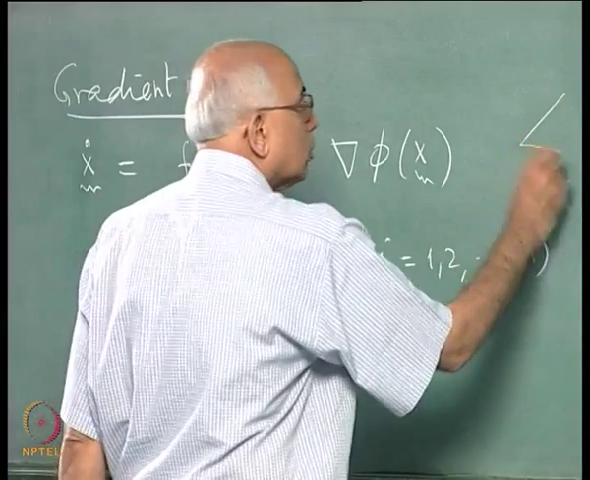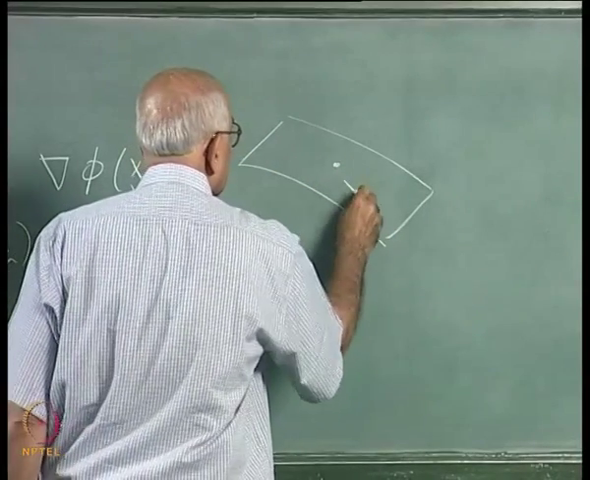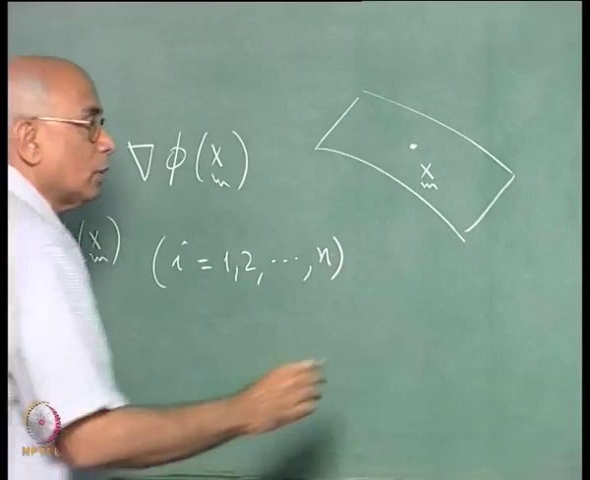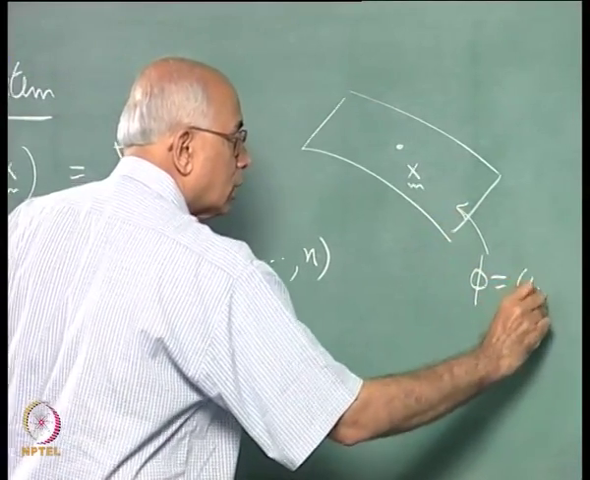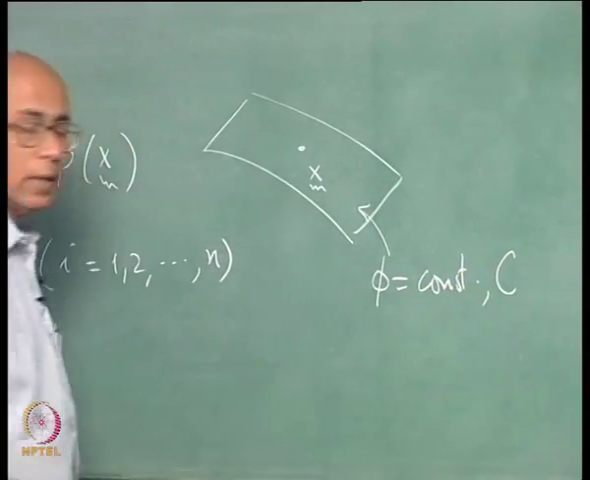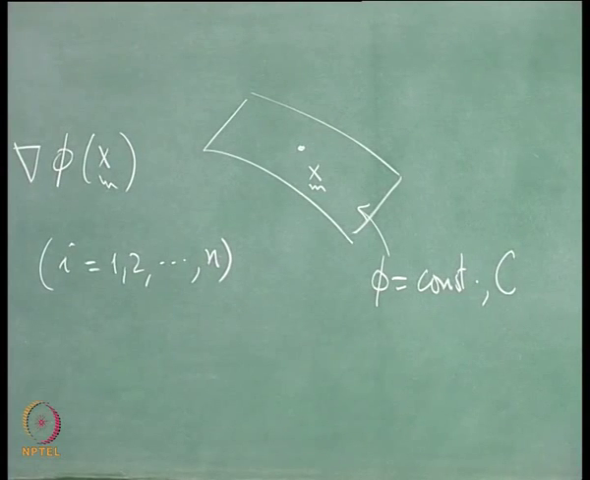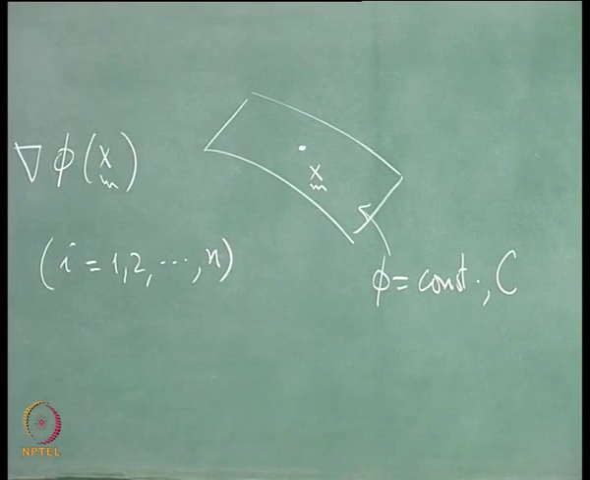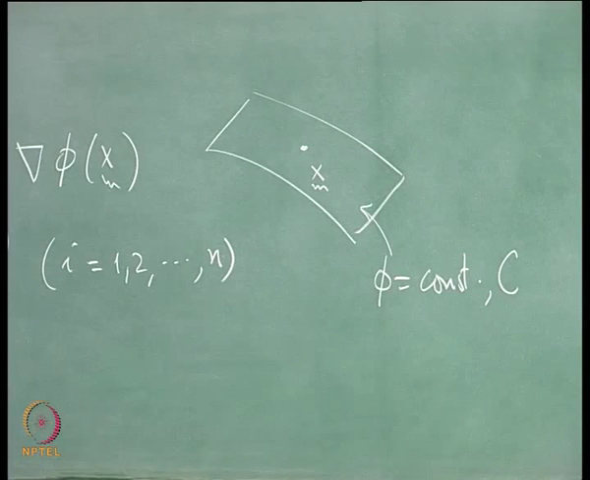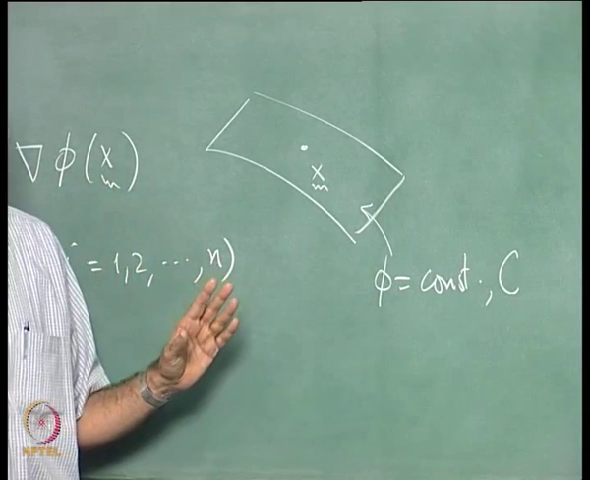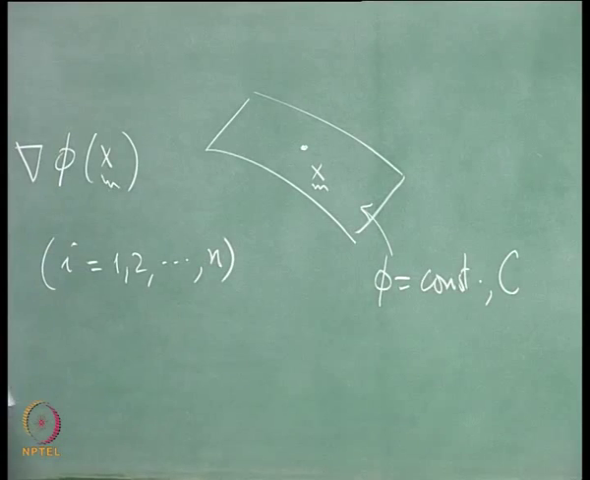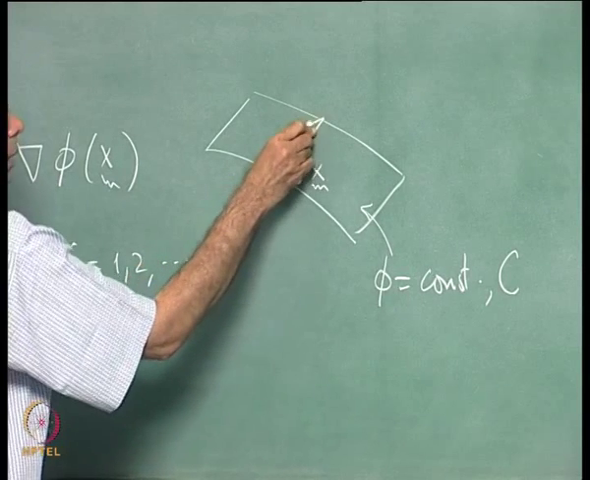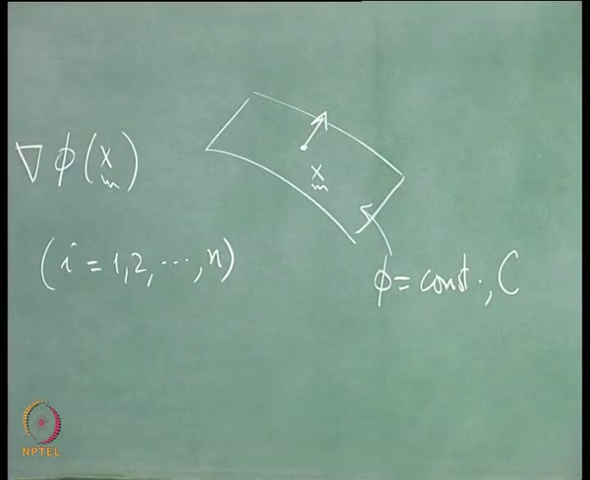So if schematically this is what the surface looks like at a particular point x, and this corresponds to the surface phi equal to a constant c, say, then what is the direction of the gradient of phi at this point? The gradient is defined as the normal derivative. The gradient of any scalar field is the direction in which this function phi has the maximum rate of change, that direction along which it changes most rapidly. Therefore it is normal to the level surfaces of phi.